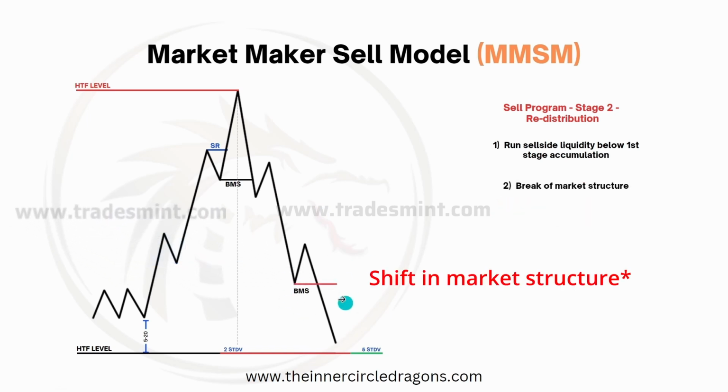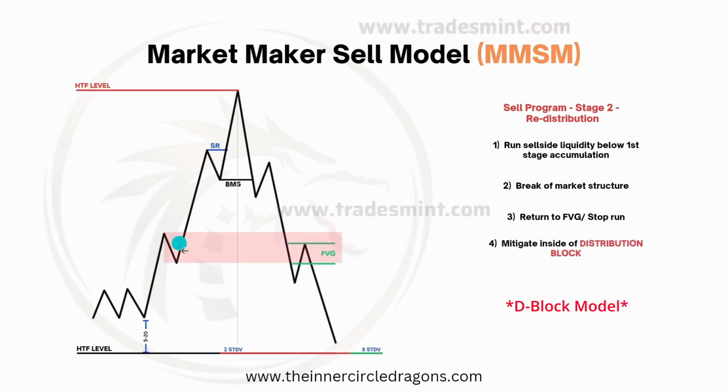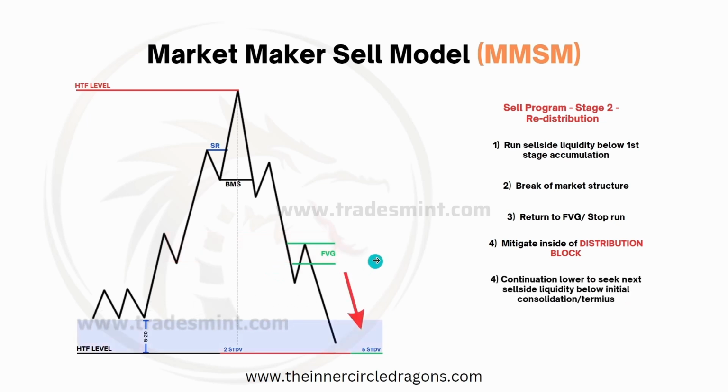We again have a break in market structure. We return back up into a fair value gap, or we witness a run on stops above a short-term high, and then we mitigate inside of a distribution block. The distribution block will be the down close candles inside of this stage of accumulation. In this example, this is the first stage of accumulation, but like I said, you can have many different stages of accumulation, but the concept remains the same. We then continue lower to seek the next stage of sell side liquidity below the initial consolidation and ultimately to our calibrated terminus.